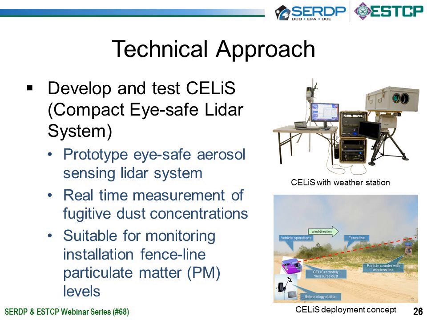The second major portion of the project was to design, build, and test a prototype eye-safe Lidar system that could eventually be used for real-time measurement of fugitive dust concentrations and be suitable for monitoring installation fence line particulate matter levels. To meet the eye-safe requirements, a near-infrared wavelength of 1574 nanometers laser was used along with a beam expansion to make it eye-safe at the aperture.